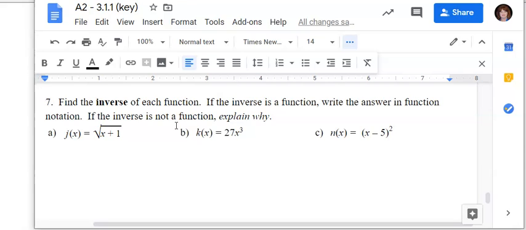So just follow the procedure we used on the first three, where we had to change the f of x to a y, switch the x and y, and solve for y. And then see if you can write your answer in function notation if your function is invertible. And if it's not invertible, tell me why it's not invertible.